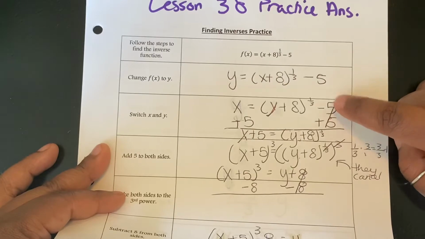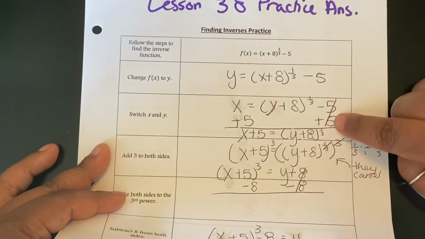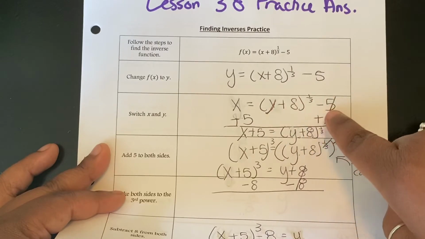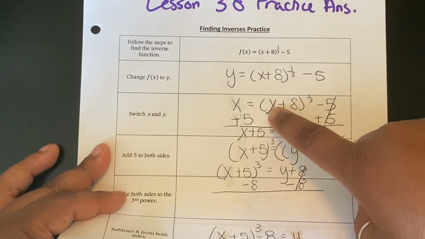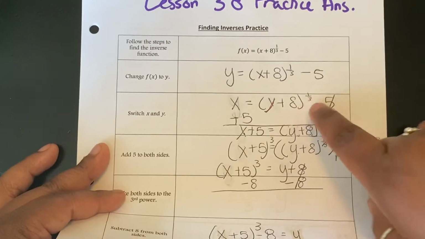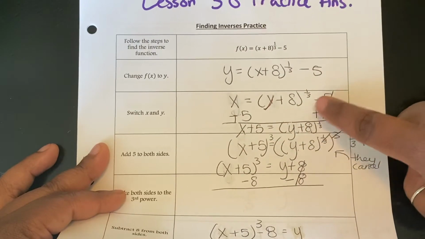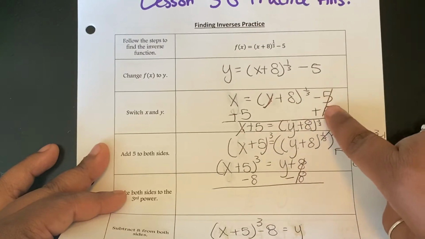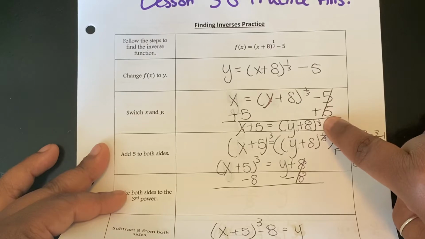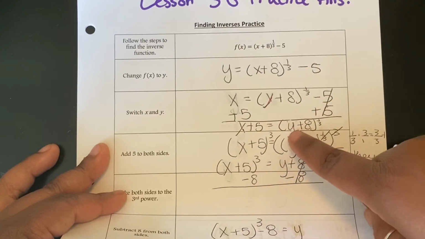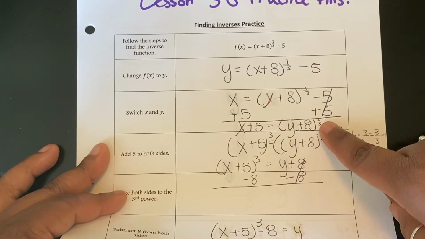So the first thing we need to do is add 5 on both sides. So we have y plus 8 raised to the power of 1/3 minus 5. If I want to get y by itself, I cannot just start moving this 8 or moving this 1/3. I have to start with this minus 5 because it's separate from the (y plus 8) raised to the power of 1/3. So I'm going to add it, doing the inverse operation on both sides, which gives us x plus 5 equals (y plus 8) to the 1/3 power.